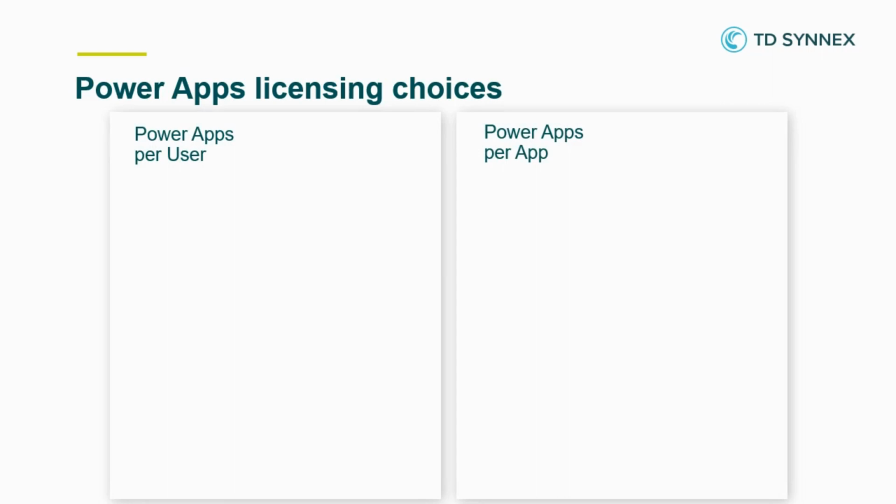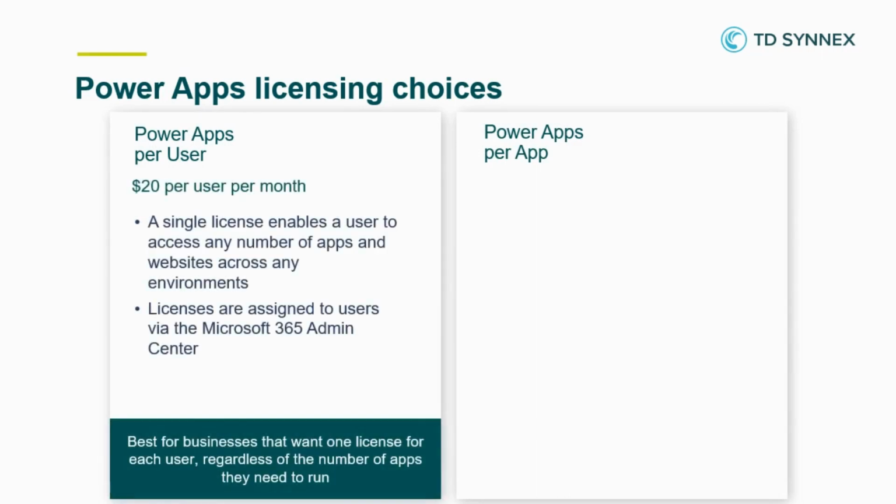The per user license is a monthly user subscription license, and it licenses a user to access any number of apps and websites across any environments. And the licenses are assigned to users in the Microsoft 365 Admin Center in a very similar manner to Microsoft 365 licenses. And who might benefit from the per user licenses? Well, they're great for businesses that want to have one license for each user, regardless of the number of apps that they're running.